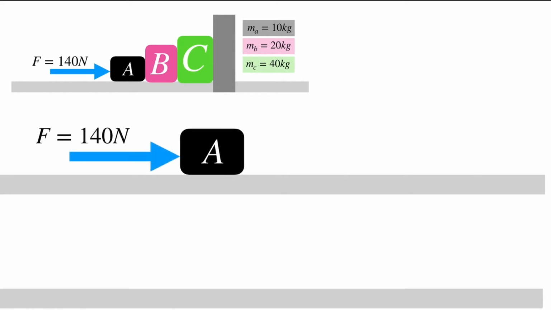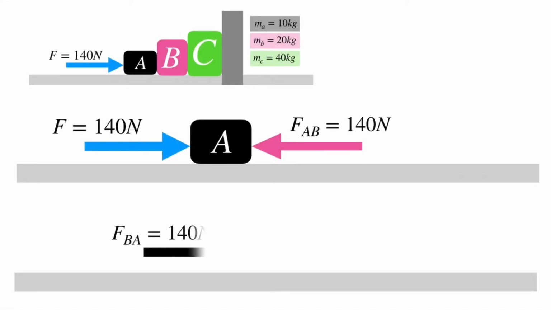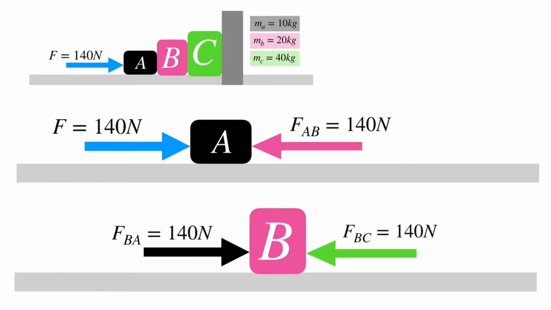Now since the block is at rest under this force, there must be an equal and opposite force in negative x direction. This force is provided by a normal contact force by block B. Block B will experience a force of 140 Newton in positive x direction as a reaction force by block A. And since the block is at rest under this force, there must be an equal and opposite force in negative x direction. This force is provided by a normal contact force FBC, force on B by block C.